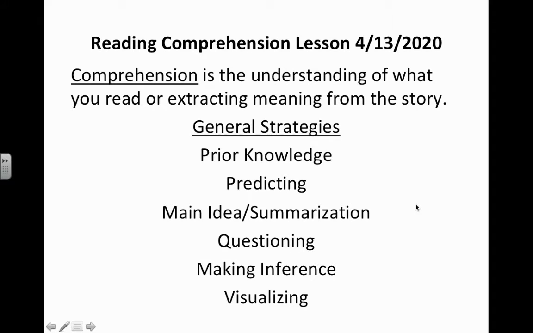We are going to review what comprehension means. Comprehension is the understanding of what you read or extracting meaning from the story. Some of the general strategies that we'll go over to help you comprehend better while you're reading are using prior knowledge. Prior knowledge is when you know something about what you're reading before you actually get to read it.